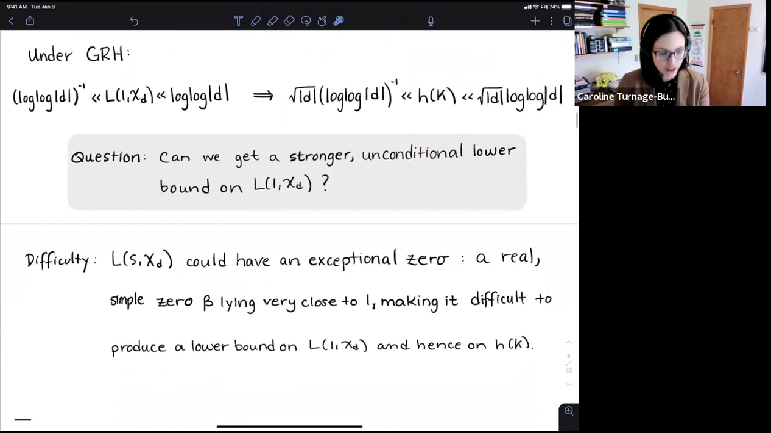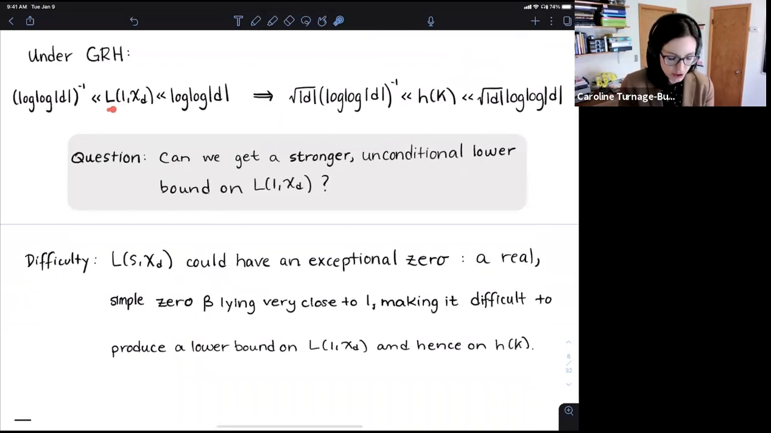All right, well, what do you get if you assume the generalized Riemann hypothesis? Well, if you assume the generalized Riemann hypothesis, that means you don't have any exceptional zeros. And so we can get some bounds on the L function at 1. And then by the class number formula, that gives me an upper and lower bound on the class number. And so what you want is a stronger bound that's also unconditional. So we don't want to assume the generalized Riemann hypothesis.